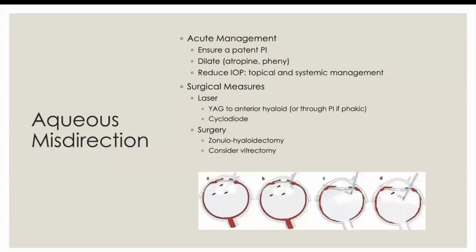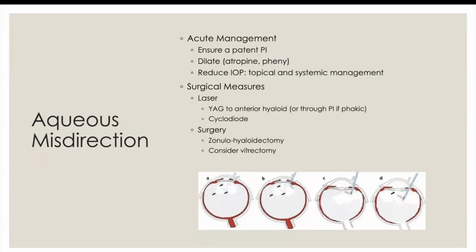And when it comes to the management, you've obviously got the acute stuff, which is going to be about things like trying to create a patent PI, giving that aqueous another channel to flow through if you can, dilating the eyes. So things like atropine, phenylephrine, can help shift that ciliary body back into the right position. And obviously, you're going to treat a raised IOP in the way that you treat a raised IOP.